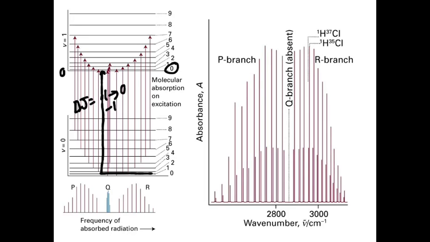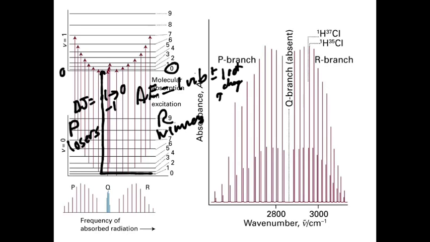We call that the P branch. So the P branch are losers with respect to rotational energy. The R branch are winners with respect to the rotational energy. So our total change in energy, our delta E here, is equal to 1 vibration, and then it's plus or minus 1 rotational change, that is, plus or minus a delta J, where delta J is equal to 1.